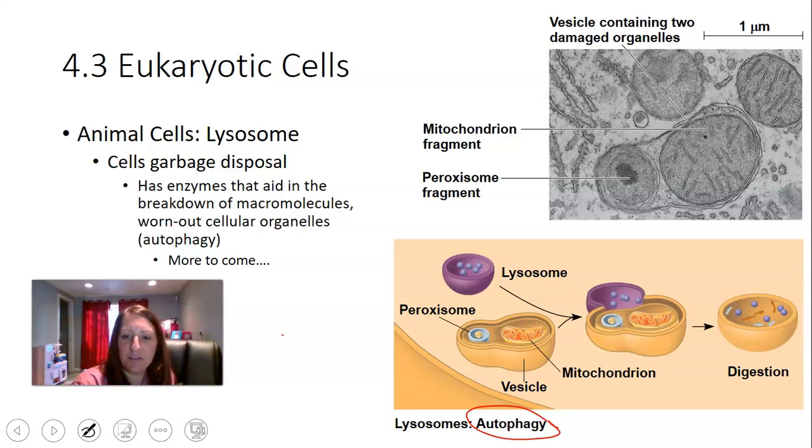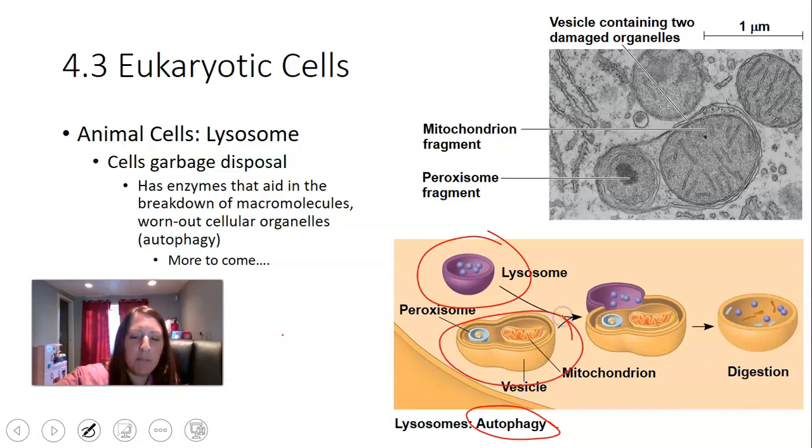Autophagy, to eat oneself. So let's take a look at what's happening here. In purple, we have this structure called the lysosome, and the blue dots inside of there represent enzymes. Then we have this vesicle carrying a beat up, used, no longer working very well mitochondrion, and a peroxisome. Those are two organelles that for whatever reason are not very good at working anymore.